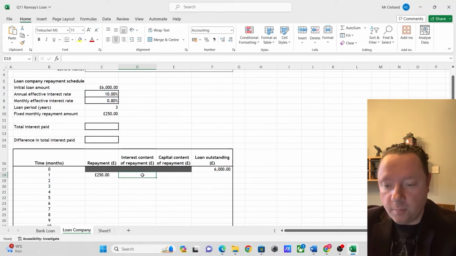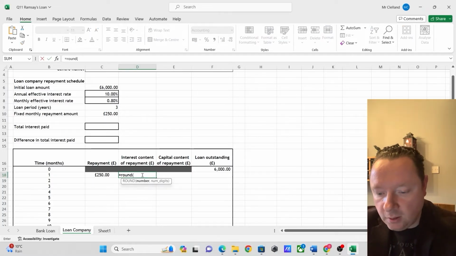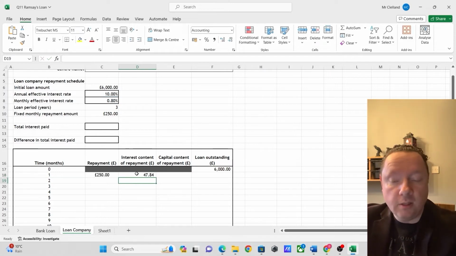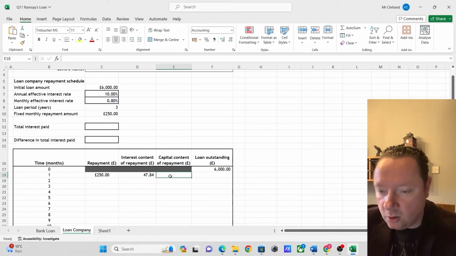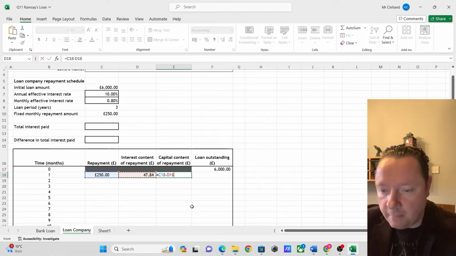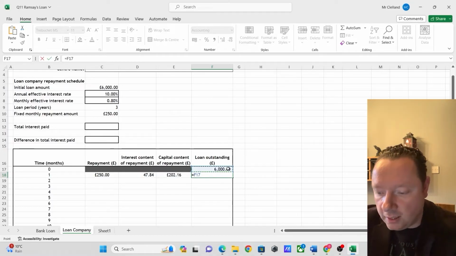So the interest content of repayment, that equals, remember we need to round, and it's going to be $C$8, the monthly interest times the loan outstanding, which is this cell here. And we want to round that to 2 decimal places because it's money. We've rounded that one, so we don't need to round anything else. Capital content is just going to equal the repayment minus the interest. Press equals again. And the loan outstanding is just going to equal the loan outstanding it was minus the capital content. And we can press equals.